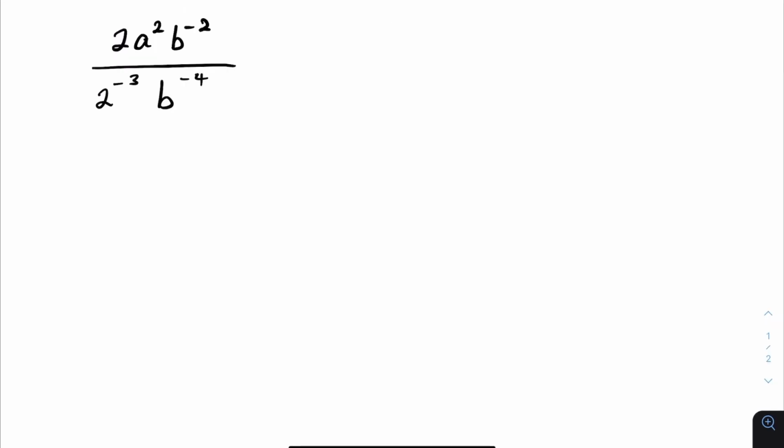All right, so let's look at the second problem over here. So it says 2a squared times b to the power of negative 2 is divided by 2 to the power of negative 3 times b to the power of negative 4. And we have to write this all in indices. We can't actually evaluate this.